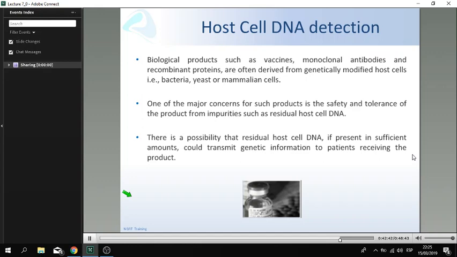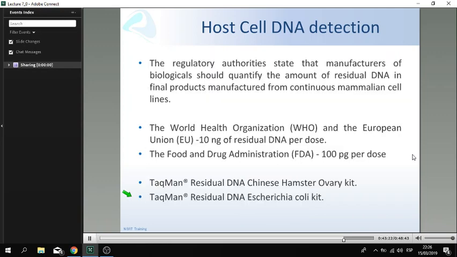Why do we worry about whole cell DNA? When you're making monoclonal antibodies or biopharmaceuticals, they're made out of genetically modified host cells, bacterial cells or mammalian cells. So there is going to be some DNA from those cells. And the worry is that if that is in our final product, it can be a safety issue, because if there is any residual host cell DNA present in sufficient amount, that could transmit genetic information to patients. It hasn't happened yet, but we worry that this might happen. So we want to make sure that we are removing all of that host cell DNA.